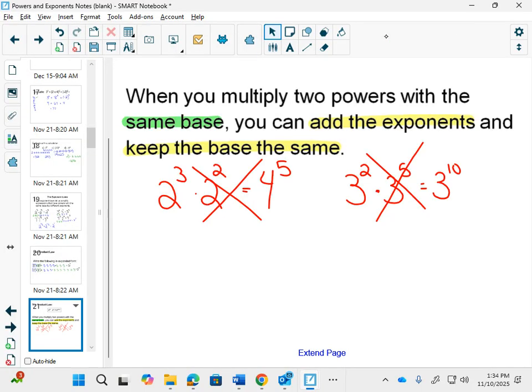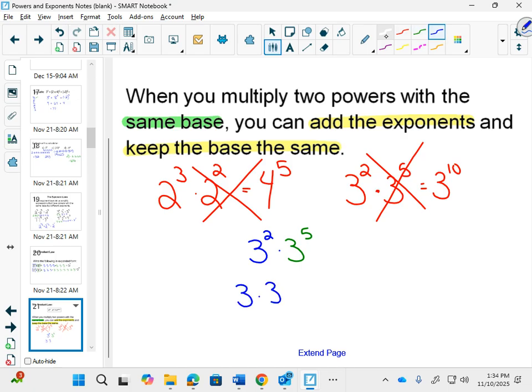Anytime you're trying to figure something out, if you're like, ooh, do I remember the rule or did I forget it? Think about what it means. 3 squared means 3 times 3. 3 to the 5 means 3 times 3 times 3 times 3 times 3. How many 3's do we have all multiplied together? 7. This is your exponent law called the product law.